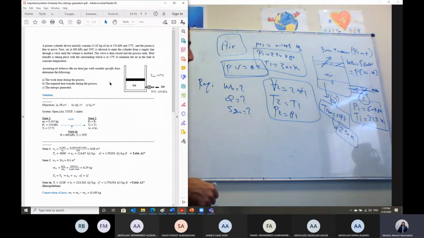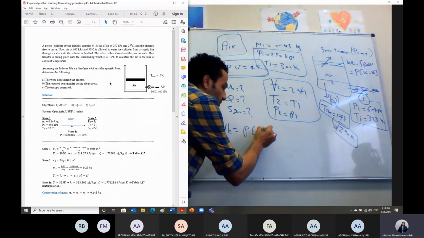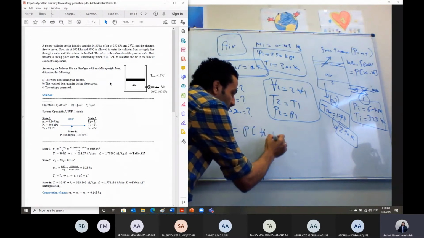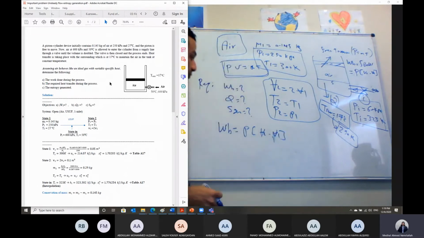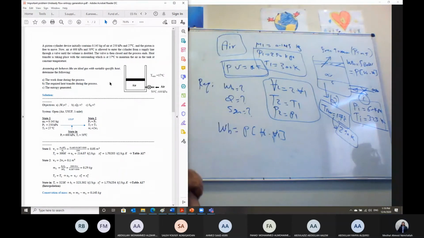So how can we proceed, Shabab? First of all, the boundary work is equal to pressure multiplied by the change of volume, V2 minus V1. So how can we calculate the volumes V1 and V2? We have state 1 and state 2, so what do we have to use?